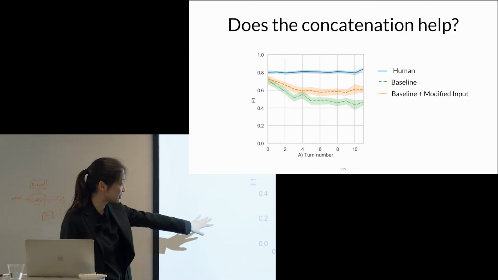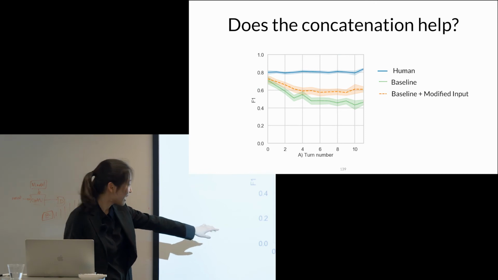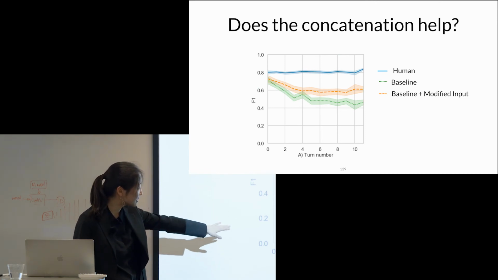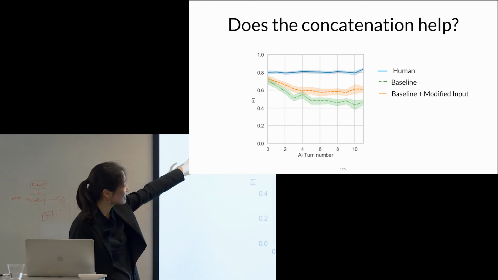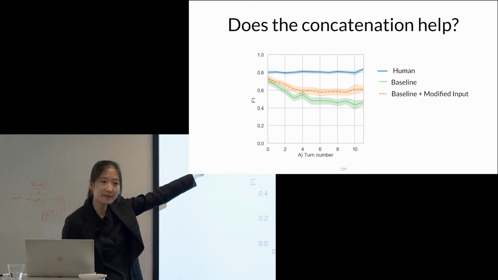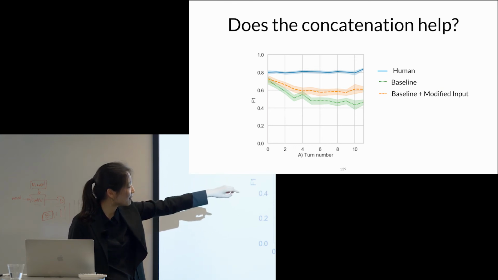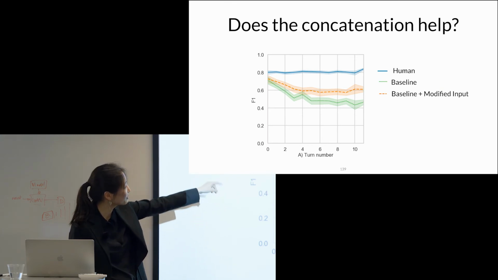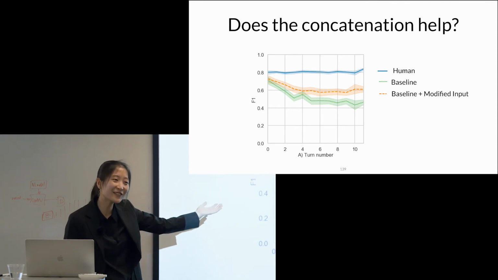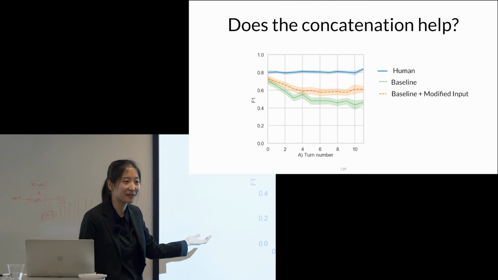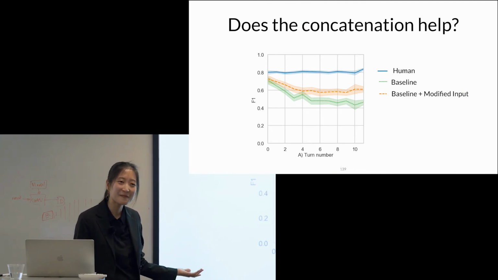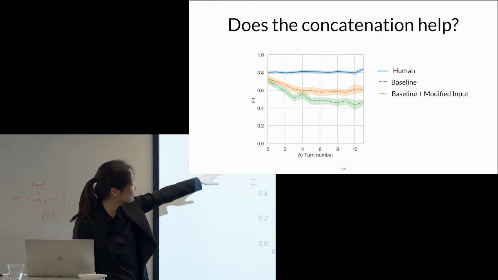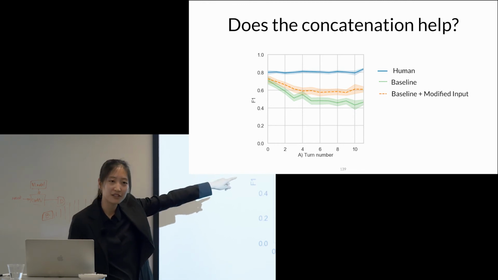This is a graph that shows the performance of the model and also humans. Zero is the start of the dialogue, and it goes until 12. The humans agree with each other consistently throughout the dialogue. The baseline model, which doesn't have this input concatenation, shown as the green line, gets worse and worse as the conversation goes on. This goes along with your experience with Alexa or Google Home: you ask one question, then a follow-up question, and it gets worse and worse. And even after concatenation, there were still some degradations.